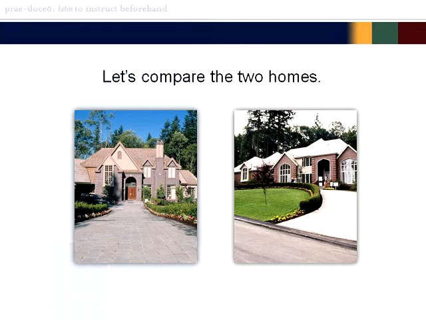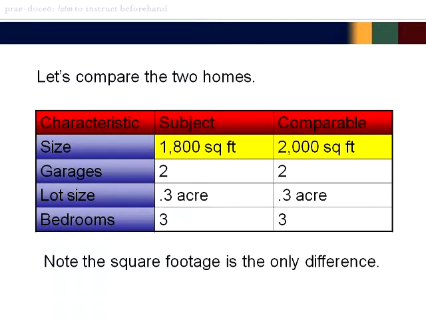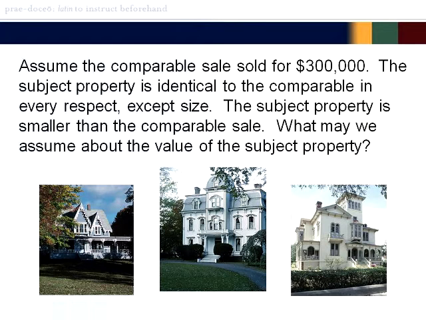So let's compare the two homes now. Garage is the same, size of lot the same, and bedrooms the same. Note the square footage is the only difference. Assume the comparable sold for $300,000. The subject property is identical to the comparable in every respect except size. The subject property is smaller than the comparable sale.